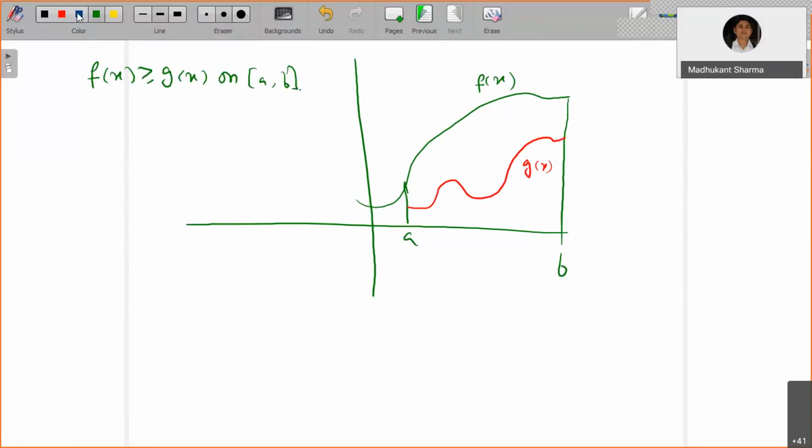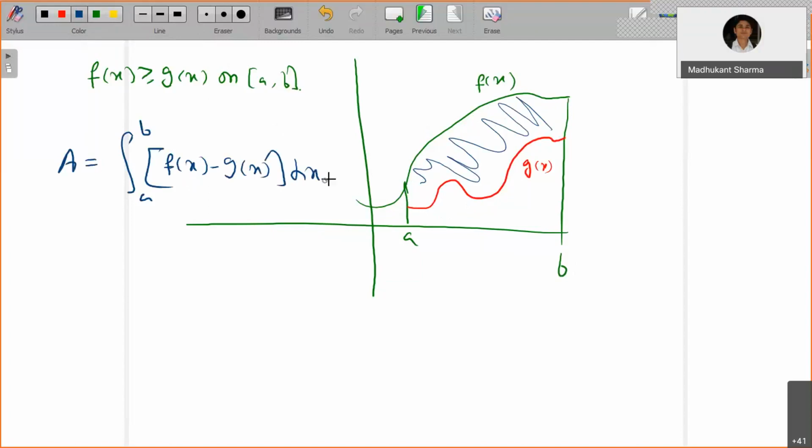So I am interested in finding this area. If you look at this geometry here, the area is the area covered by f minus the area covered by g. That will give you the area of this region. So for this area, the integration from a to b of f of x minus g of x dx. You have to identify that by looking at the graph of the curve.